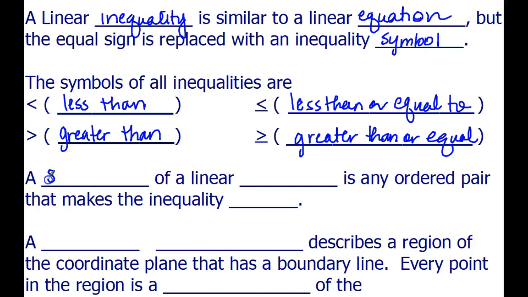All right, a solution of a linear inequality is any ordered pair that makes the inequality what? True. All right?